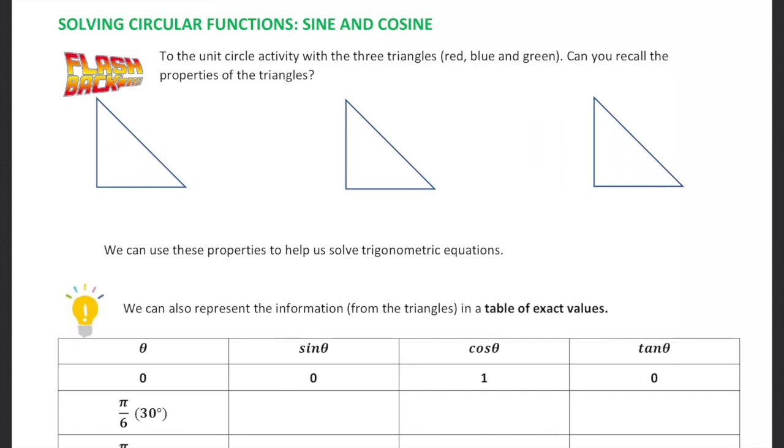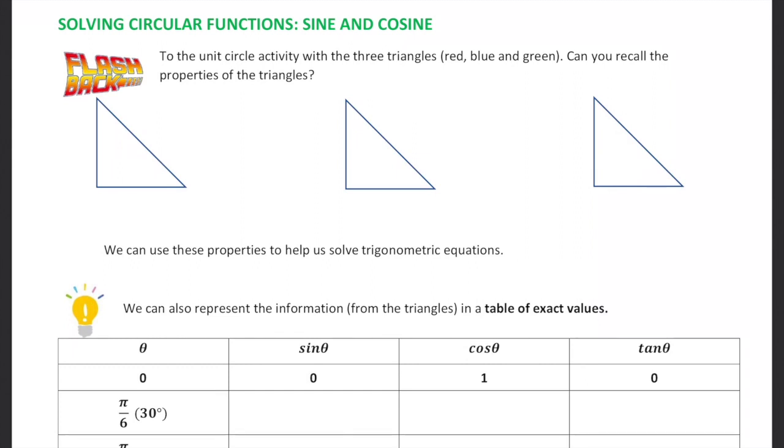So now we're going to be solving circular functions and we're going to be looking specifically at sine and cosine. So what I want you to do is to think back to the unit circle activity that we did, where we have the three triangles. So one was red, blue, and green. And I want you to think about the properties of each of those triangles.